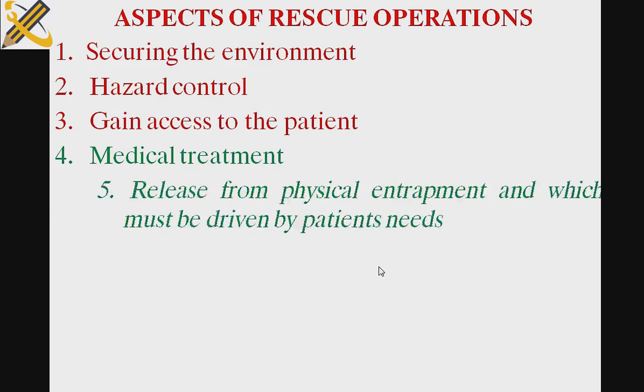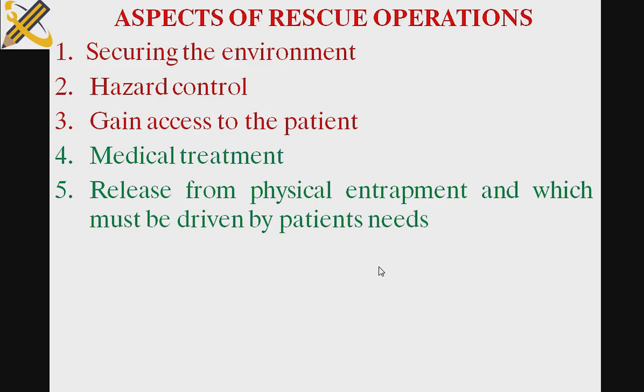All right. So the fifth one says release from physical entrapment, which must be driven by the patient's needs. For example, let's assume it's a car accident and the victim is still in their seatbelt. The victim is trapped. So as a rescuer, you must help the victim by releasing them from such entrapment so as to rescue them.